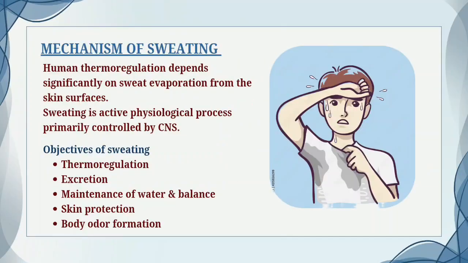Mechanism of sweating. Human thermoregulation depends significantly on sweat evaporation from the skin surfaces. Sweating is an active physiological process primarily controlled by the central nervous system. Objectives of sweating: thermoregulation, excretion, maintenance of water and salt balance, skin protection, body odor formation.